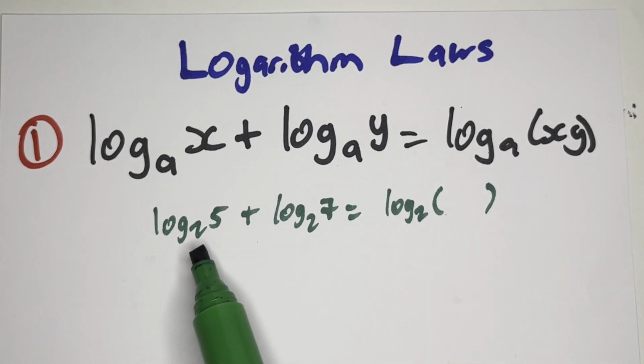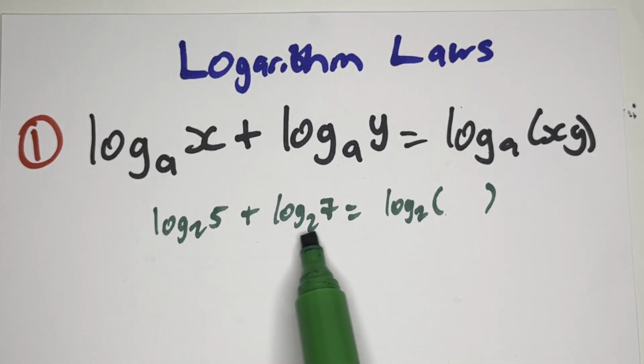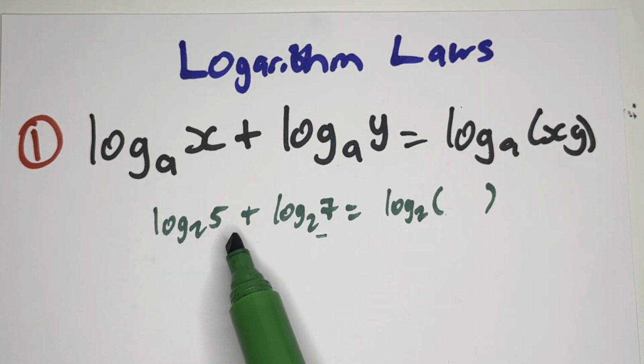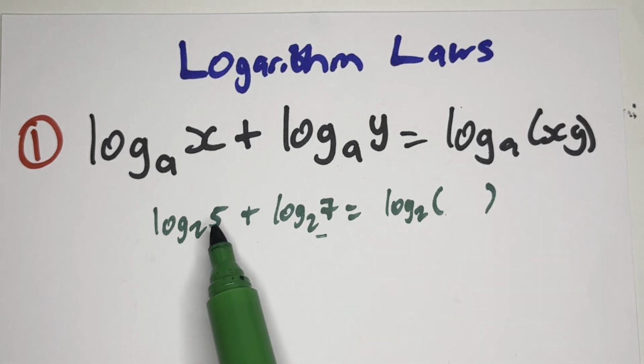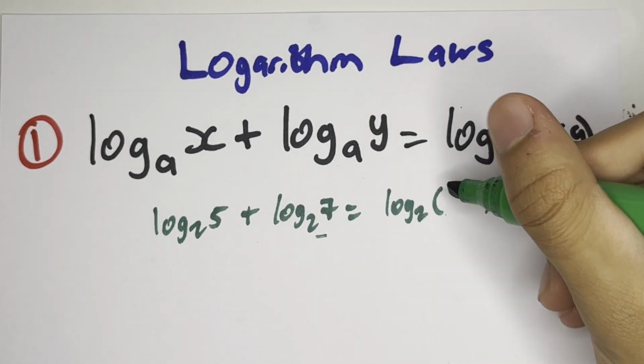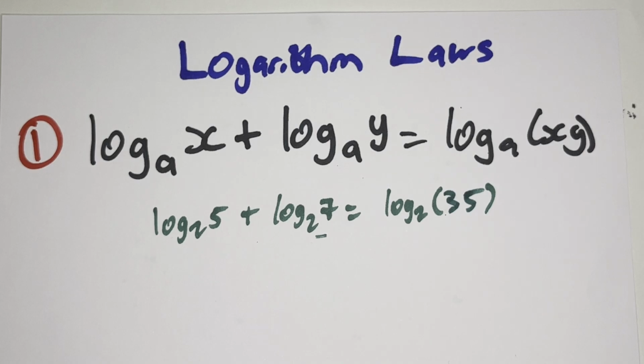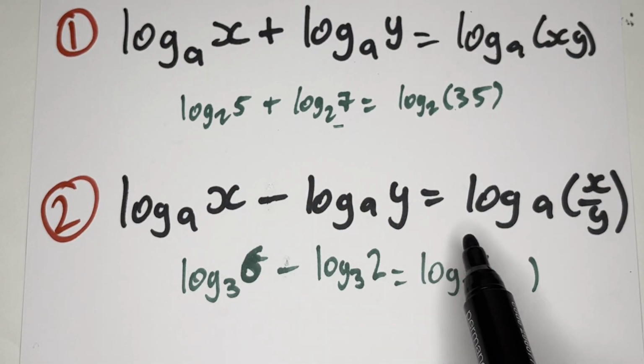So for example here, the bases are the same, base 2, and we're adding log 2 of 5 with log 2 of 7. So according to this law, our answer should multiply 5 times 7 to get log 2 of 35. Now this second law feels quite like a reverse of the first.